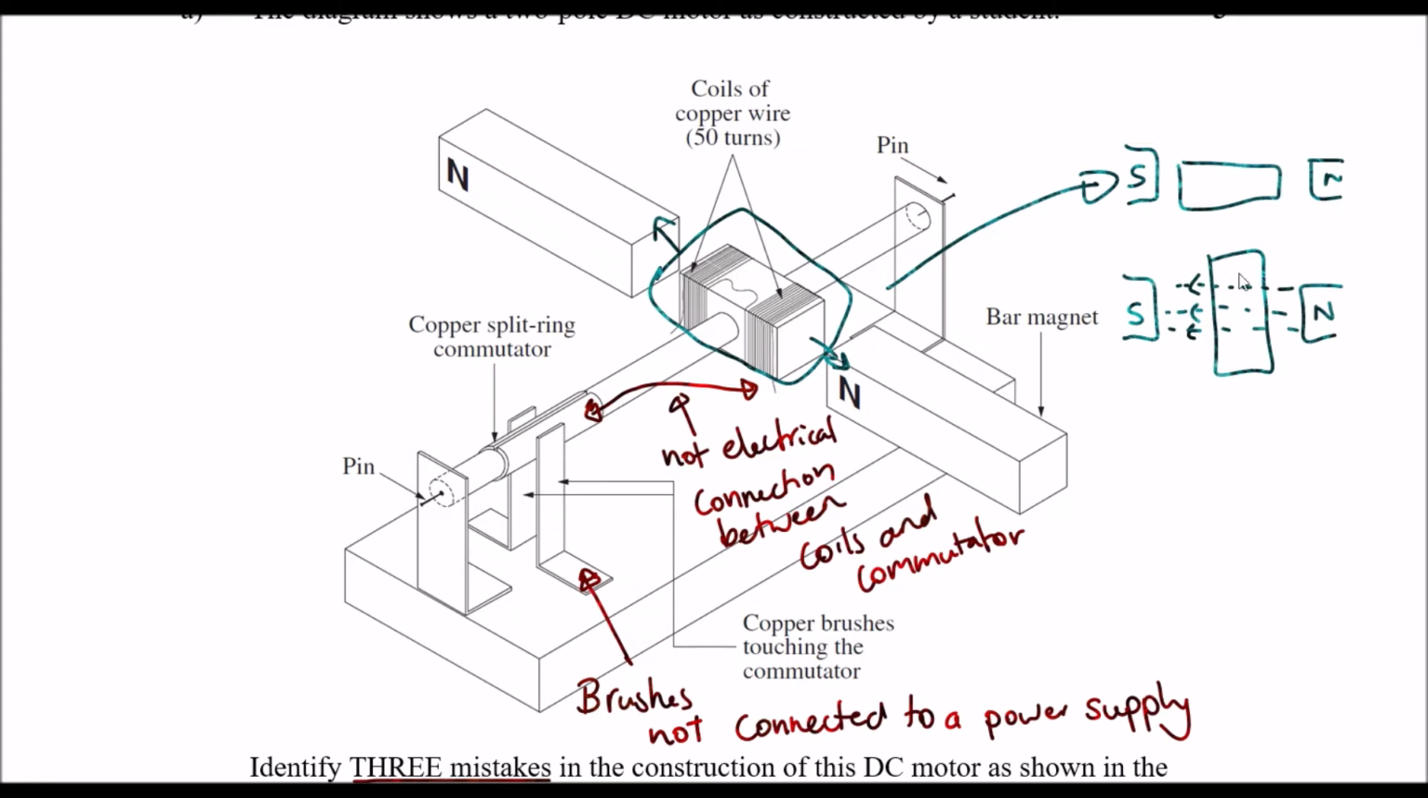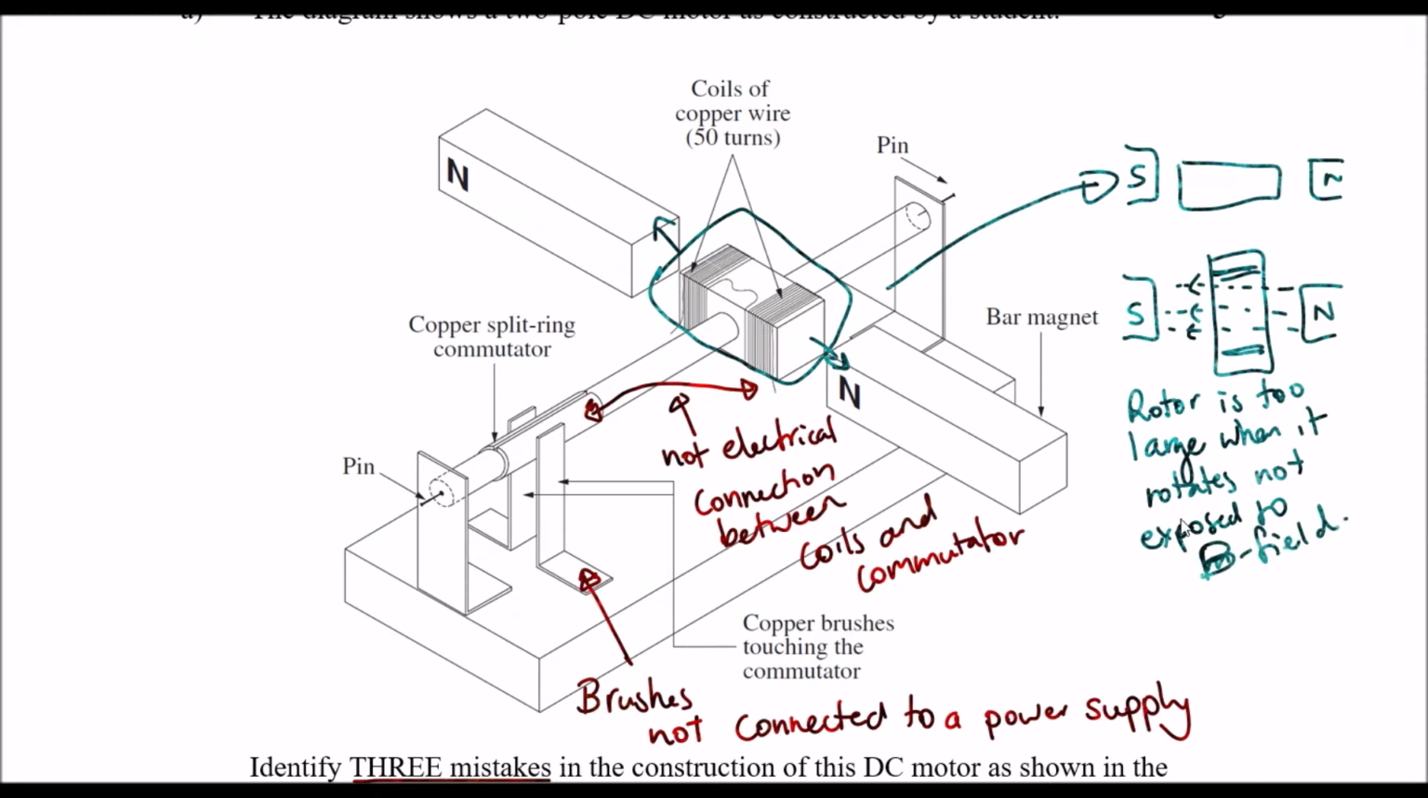So when the actual rotor rotates, the majority of the coils that are there will no longer be exposed to the magnetic field. So we can say that the rotor is too large, and when it rotates, it is not exposed to the B field anymore. So that's the third one. We can actually look at a couple more examples because I just want to highlight them all out. Just keep in mind this question is identify, so if you list it out, it's more than okay.